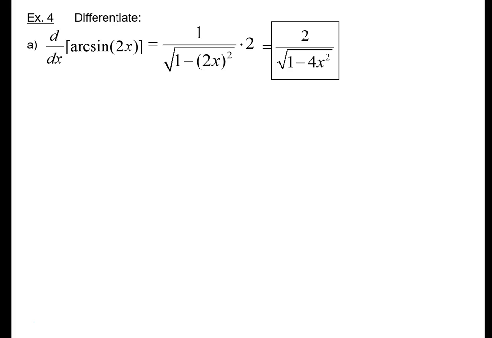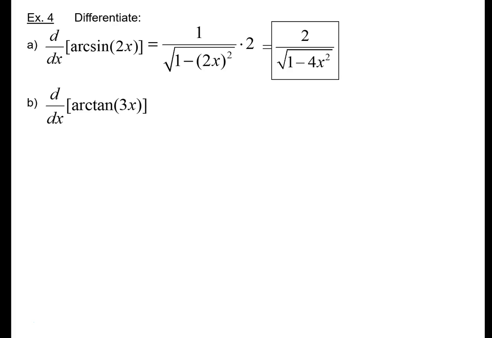So if I want the derivative of arcsine of 2x, the derivative of the outer function, which is arcsine, evaluated at the inner, times the derivative of the inner function. So we have 1 over the square root of 1 minus, but evaluated at the inner, which is 2x, squared, of course, times the derivative of 2x, which is 2. Clean it up a little bit, we get this.